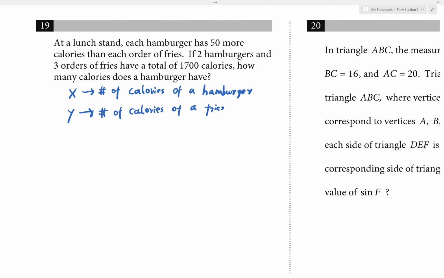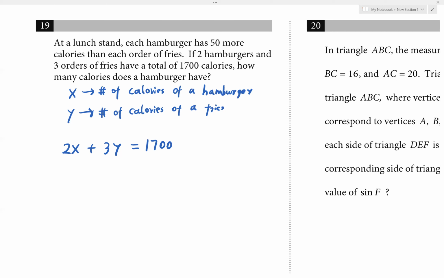So first, we can write out an equation based on the total number of calories. Two hamburgers and three fries should add up to 1,700. So that's 2 times x, which is the total number of calories in the hamburgers. And y is each order of fries, and we have three orders of them, so we'll do 3 times y. That should equal 1,700, the total number of calories for all the hamburgers and all the fries.